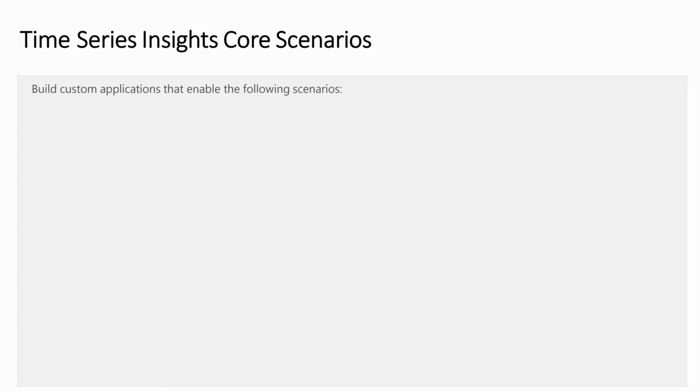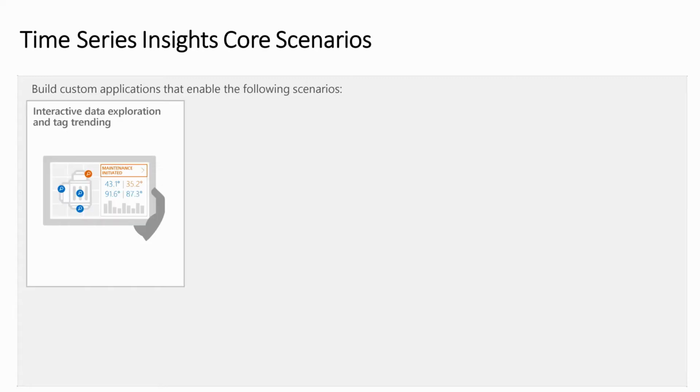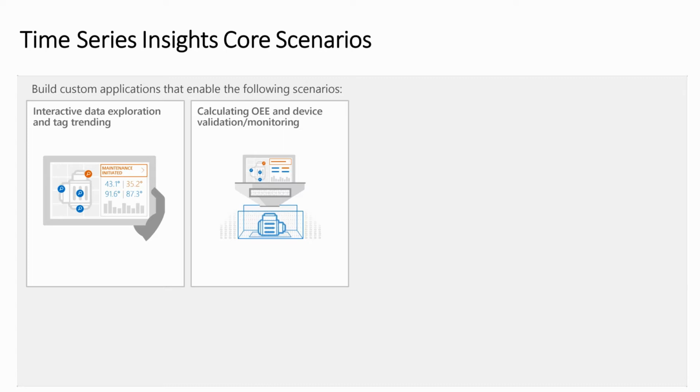Next, let's take a look at some of the core scenarios Time Series Insights customers are using the product for today. The first is interactive data exploration and tag trending. In this case, many of our customers want to be able to very quickly explore their data visually. The Time Series Insights Explorer makes it very, very simple to get started. If you've got an Azure IoT Hub or an Azure Event Hub that has data flowing into it, you can be exploring that data in a matter of seconds after you've connected those two sources.